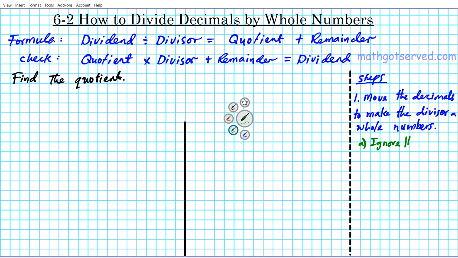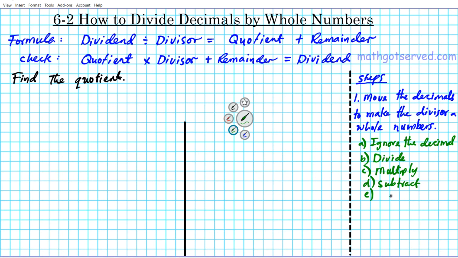Ignore the decimal. We're going to deal with that last. So act as though the decimal point is not there. So what you're going to do is divide, multiply, subtract, bring down.